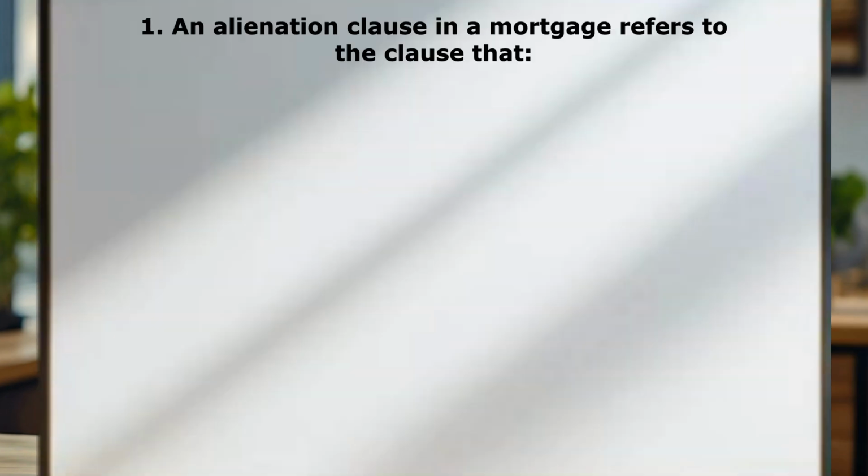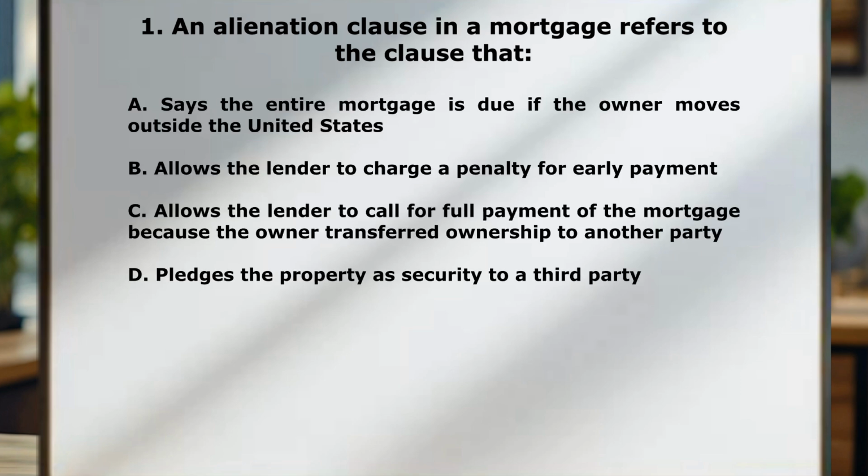Question number 1. An alienation clause in a mortgage refers to the clause that A, says the entire mortgage is due if the owner moves outside the US. B, allows the lender to charge a penalty for early payment. C, allows the lender to call for full payment of the mortgage because the owner transferred ownership to another party. D, pledges the property as security to a third party.